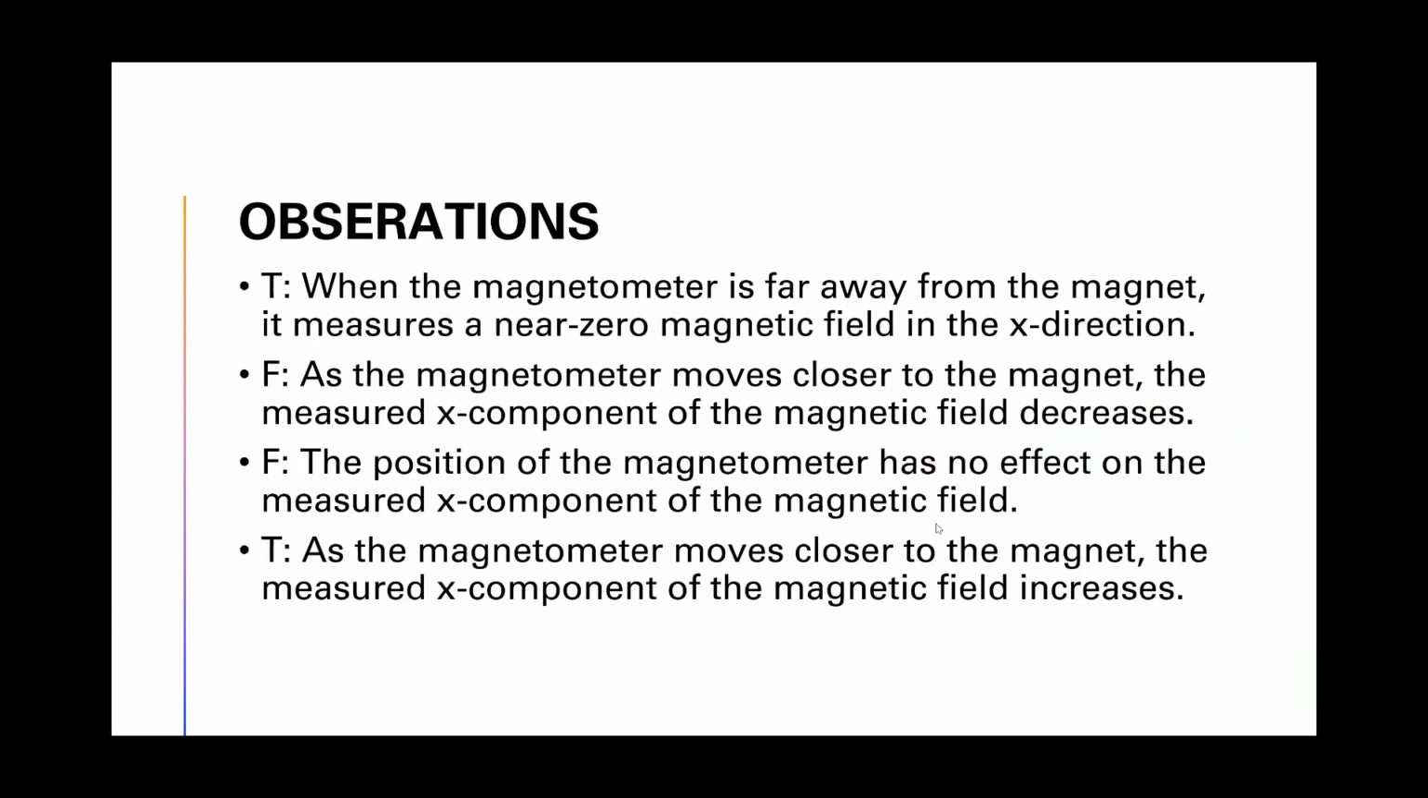Observations, marking going down, are true, false, false, true. What was true is that when the magnetometer is far away, it measures a near zero magnetic field in the x direction. What's false is that as the magnetometer moves close to the magnet, the measured x component of the magnetic field decreases, and that the position of the magnetometer has no effect on the measured x component of the magnetic field. Both are completely false in the experiment. Another true one was that as the magnetometer moves close to the magnet, the measured x component of the magnetic field does increase.